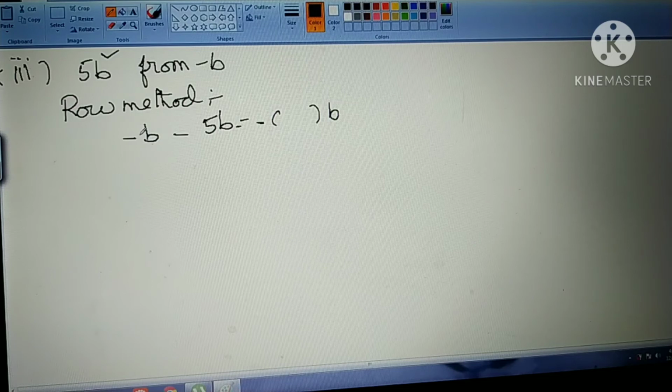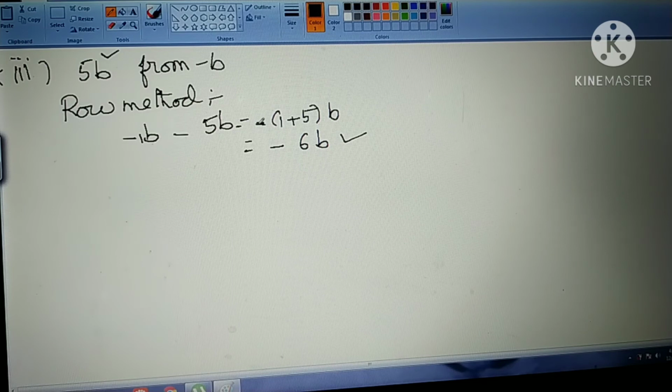So here it is 1 into b, 1b, so 1. I have taken this minus common, so it will become plus. So this is 5. Now see, minus 1 plus 5, 6, b. What you get here? From minus b, you are subtracting here minus 5b. So what you get here? Minus 6b. Understood this one?